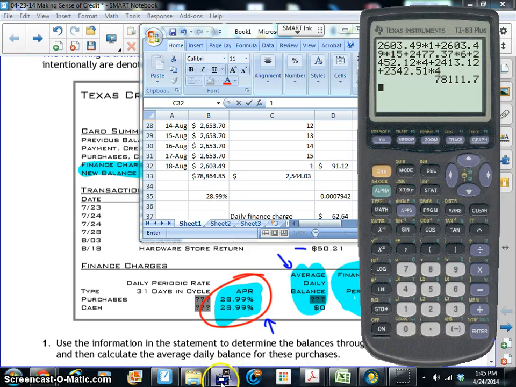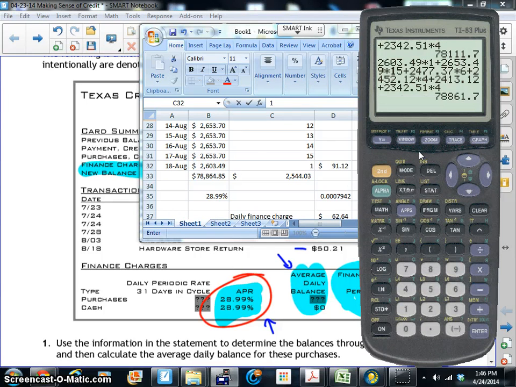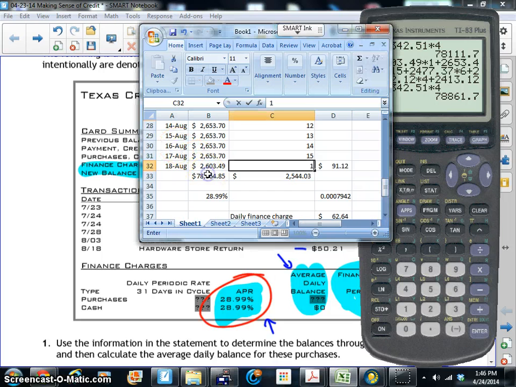I'm gonna pause this just for a second. Okay, class, I found my error. It's supposed to be right here. Then instead of 2603, this is supposed to be 2653. So I already changed it. So now, yes. And it's exactly what I have here on my spreadsheet.